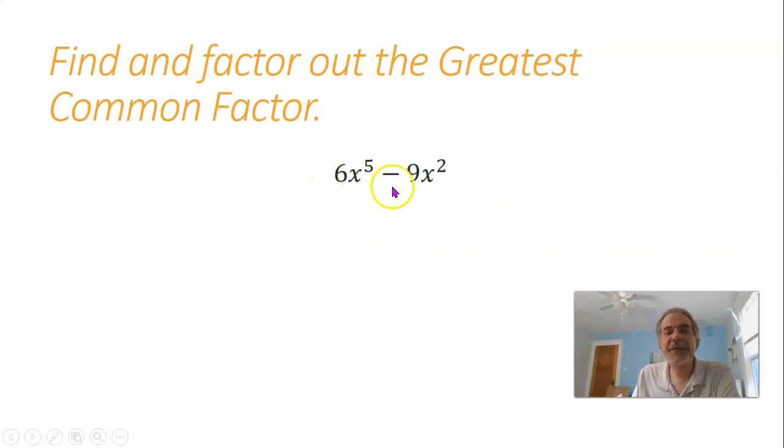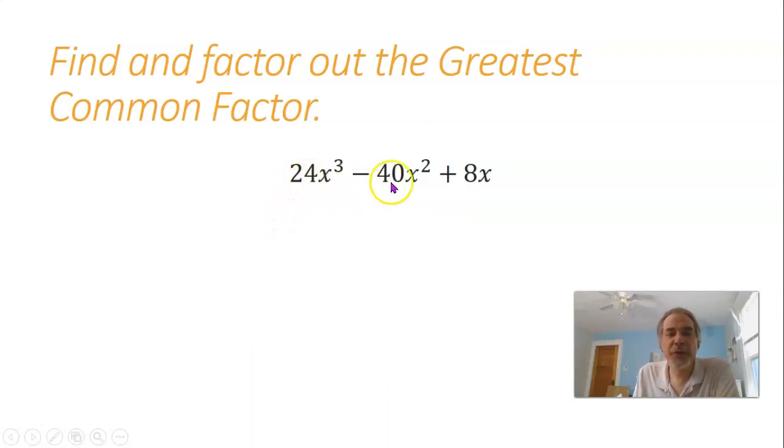What about this? 6x to the fifth minus 9x squared. Can you see what the greatest common factor is here? Now, hint, this one is going to have a number part and a variable part. The number part is the biggest number that's a common factor of 6 and 9. And the variable part is a common factor of x to the fifth and x squared. So that would be 3x squared. And then you've got to think, okay, 3x squared times what gives you 6x to the fifth? And 3x squared times what gives you the minus 9x squared? So here's the answer. It's 3x squared times 2x to the third minus 3.